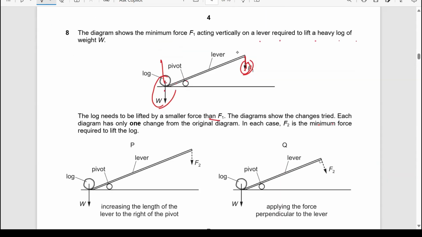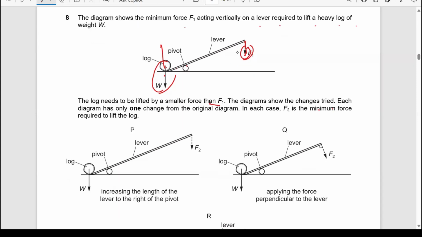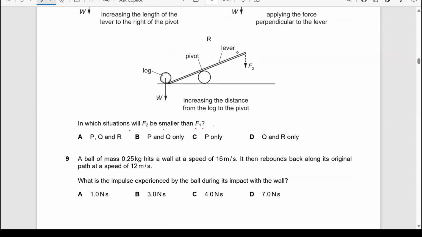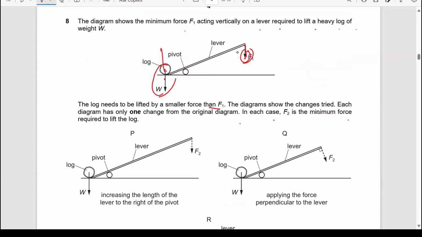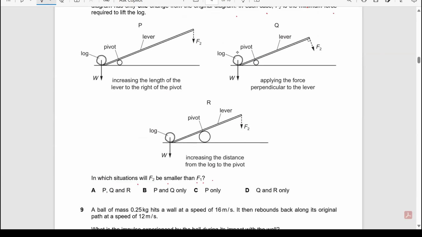Easy. The diagram shows the minimum force F1 required, acting vertically on a lever, to lift a heavy log of weight W. The log needs to be lifted by a smaller force than F1. The diagram shows the changes tried. Each diagram has only one change from the original diagram. In each case, F2 is the minimum force required to lift the log. So it asks in which situations F2 will be smaller than F1? It's in B.